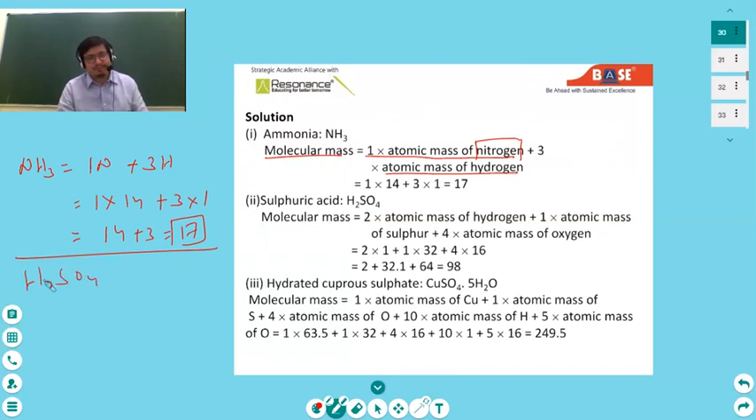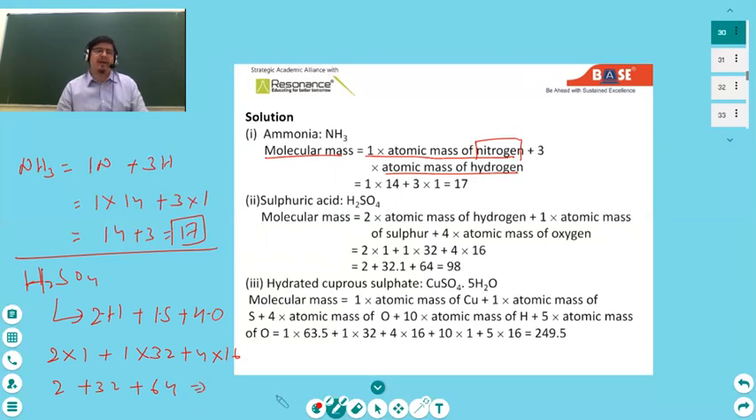H2SO4, when you take it, to find the molecular mass you need the atomic mass of each element. It has 2 hydrogen, so I will write 2. It has 1 sulfur, so I will write 1 sulfur. It has 4 oxygen, so I will write 4 oxygen. So hydrogen, you know, is 2 into 1, plus 1 into sulfur. Sulfur is how much? 32, plus 4 into 16. So this is 2 plus 32 plus 64. When you add, 64, 66, 98. So 98 is the molecular mass of H2SO4, the king of acids, sulfuric acid.